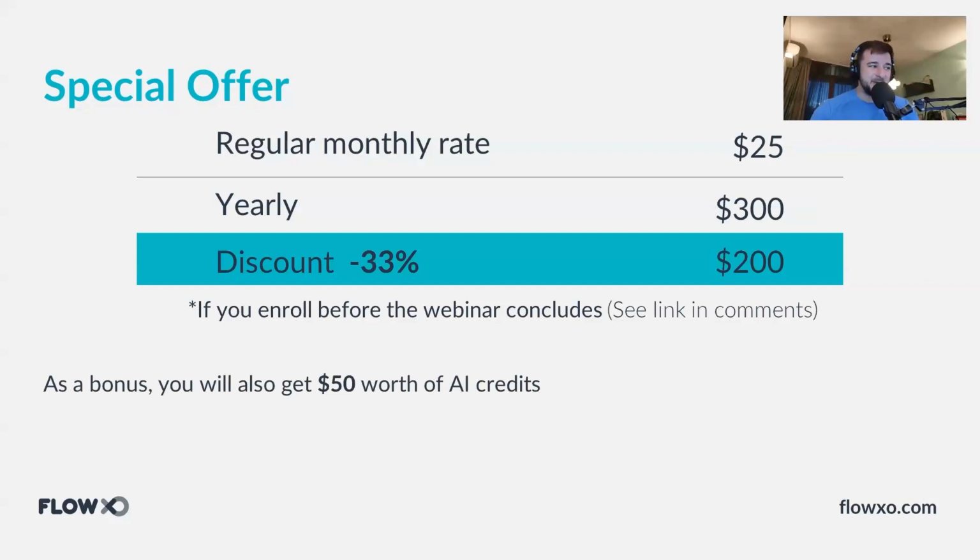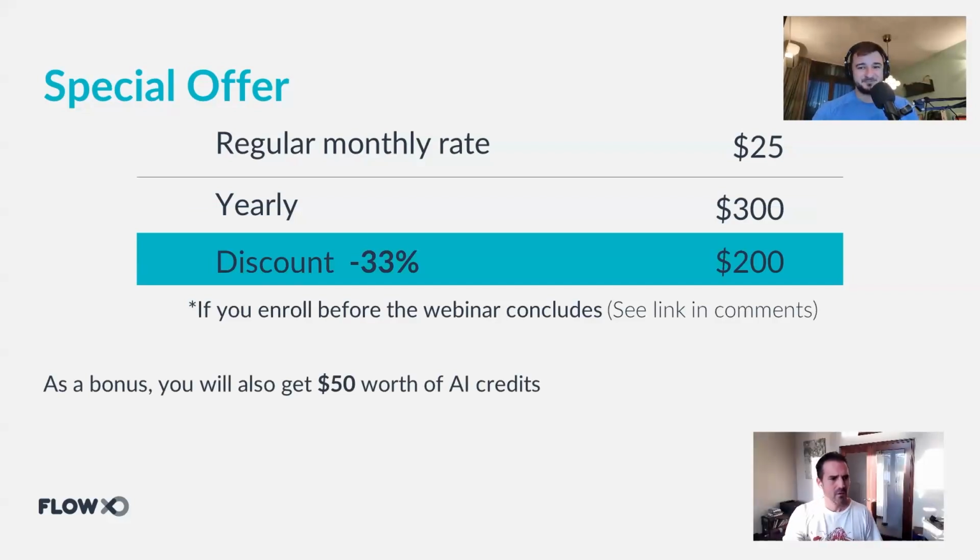Very quickly here, Nathan, what can people do with $50 worth of AI credits? AI credits for GPT 3.5, which is the fastest model, are 1 credit per question and answer pair. So that would be 5,000 question and answers that you could serve to your users.